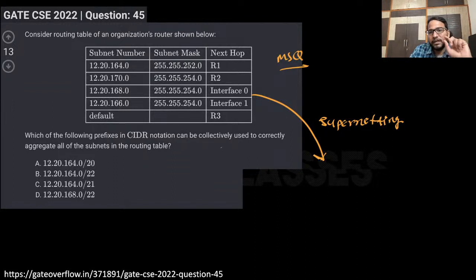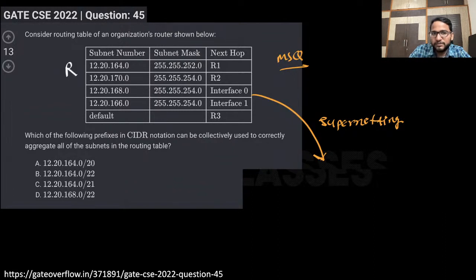Now see here, the next hop is basically different for everyone. So the thing is that this should be marks to all, because the next hop is different for everyone, and we need to have certain assumptions if we need to consider that this R1 and interface 0 or something is same. Since the next hop is different for everyone, first of all we cannot do the supernetting. That's why this question is very much eligible for the marks to all.